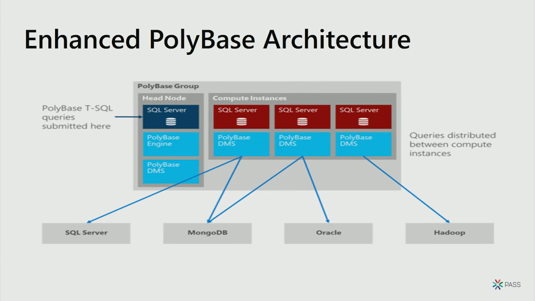So what does the PolyBase architecture look like? You have a PolyBase group, which kind of holds several different portions. There's the head node. Head node will have a SQL Server instance, the PolyBase engine service, and the PolyBase DMS service, which is data movement service. You also have what are called compute nodes or compute instances, also SQL Server, and also with the DMS service. And the compute nodes can reach out to these multiple data store types.